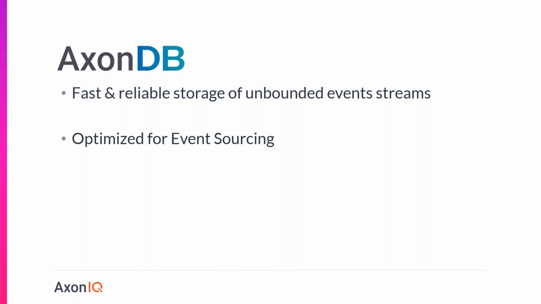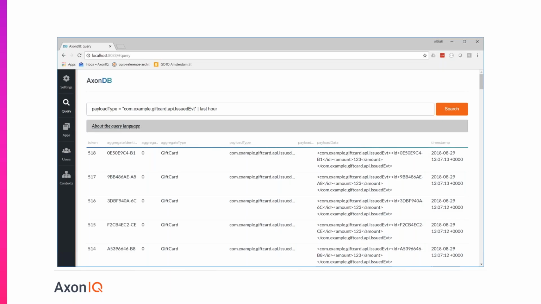We were able to do that because we can make certain assumptions about the access patterns of the events, because it's optimized for event sourcing. Typically what you see is that events that have been recently added are much more frequently accessed than the events that have been sitting in the database for a longer period of time. So we optimized for that access pattern.